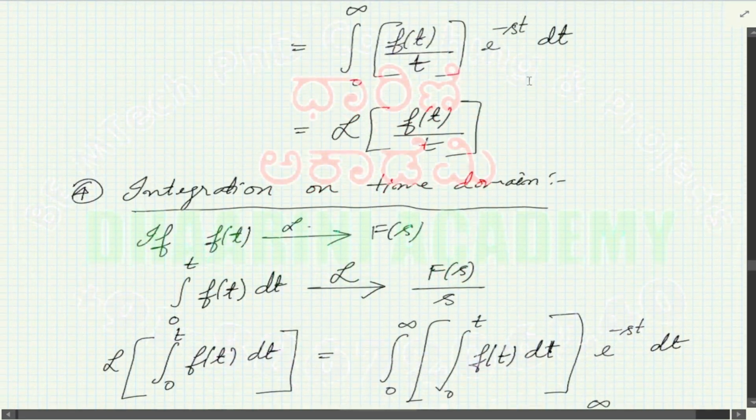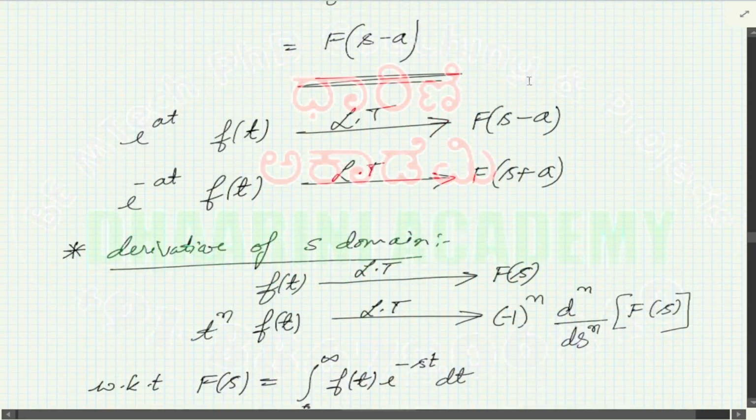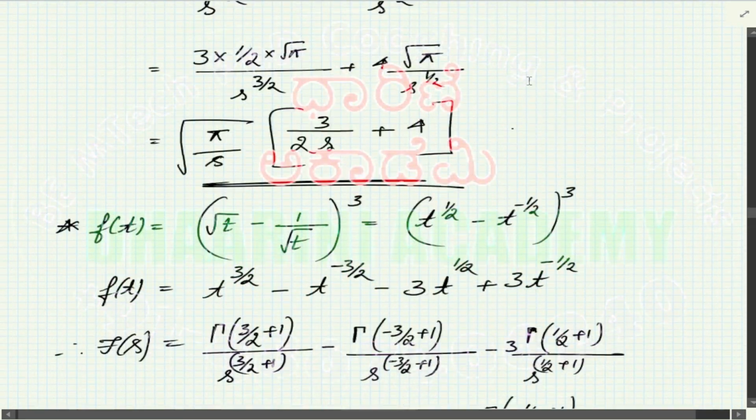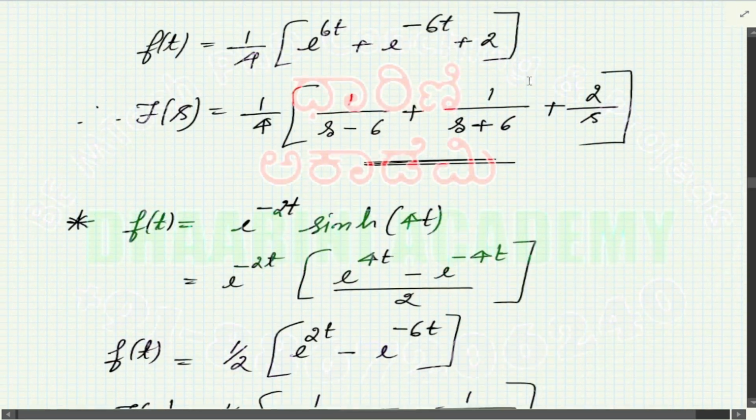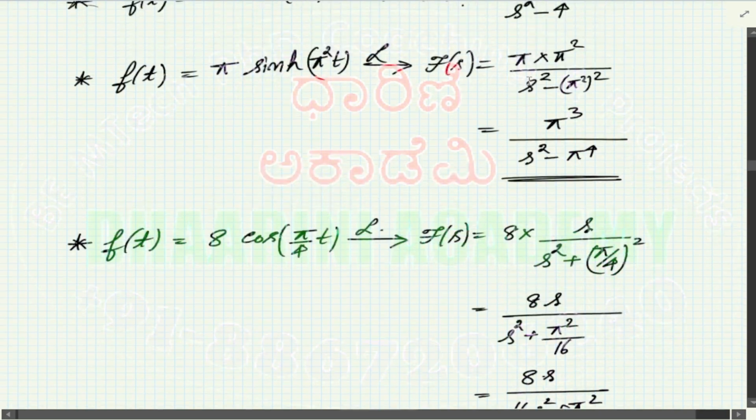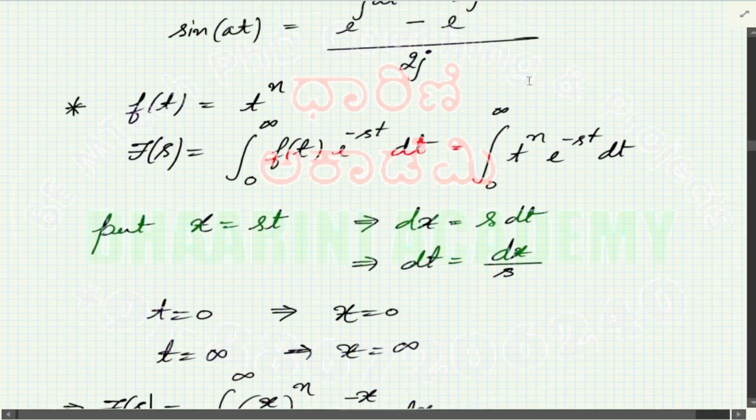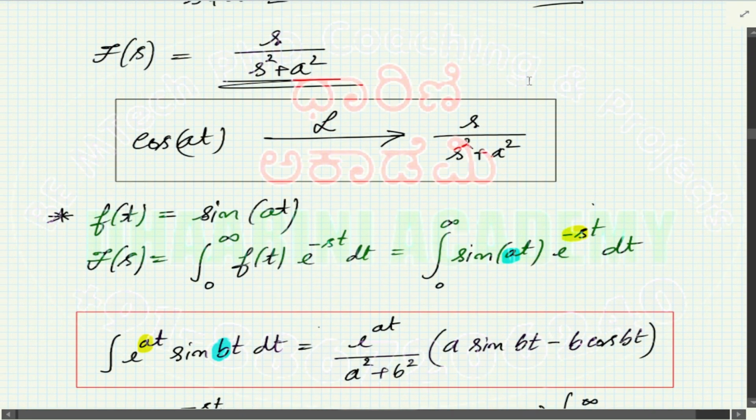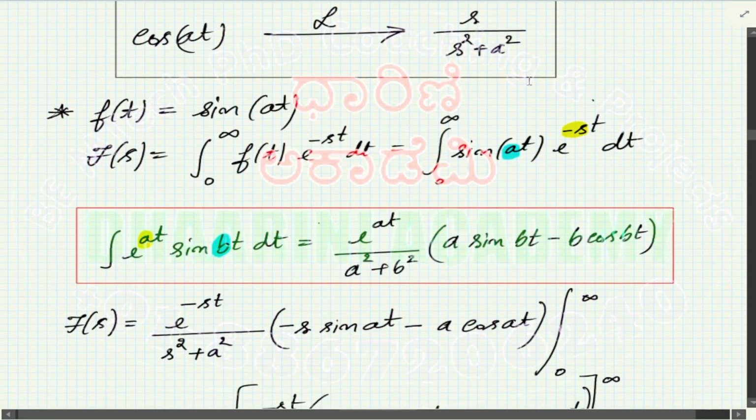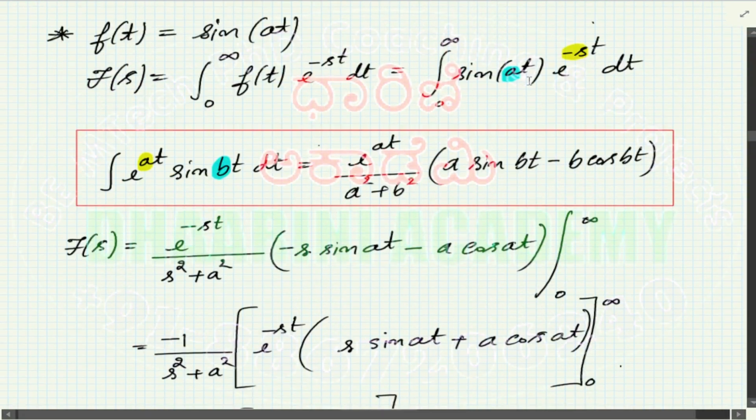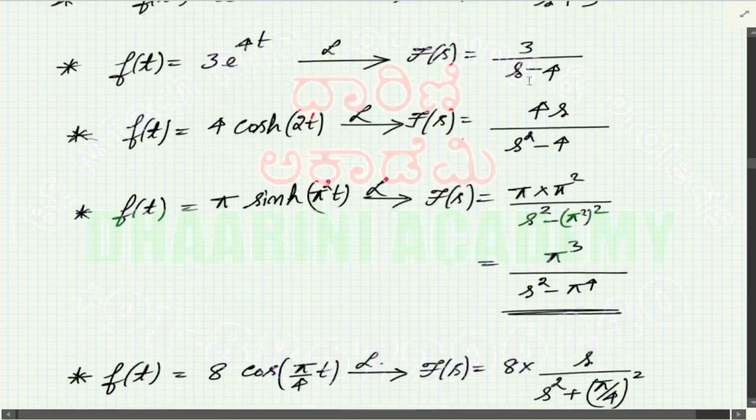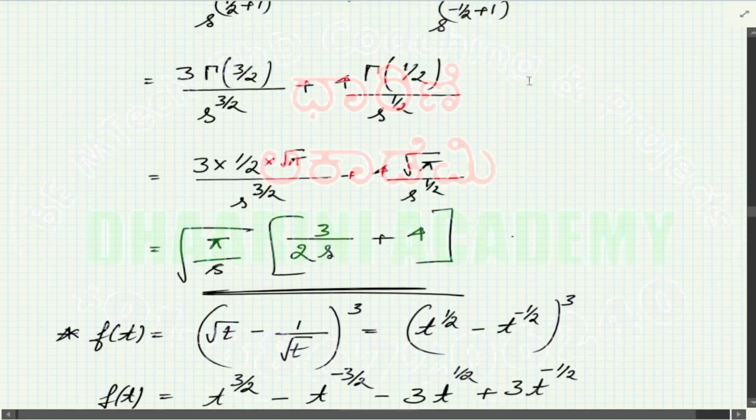So we have a formula for that. I'll just show you that one. Somewhere we had used it and I think I wrote it. Yeah, you can see here: e to the at sine bt is e to the at by a square plus b square, a sine bt minus b cos bt. This has to be used. Otherwise, it is not possible to integrate. So we don't have any other alternative options there.